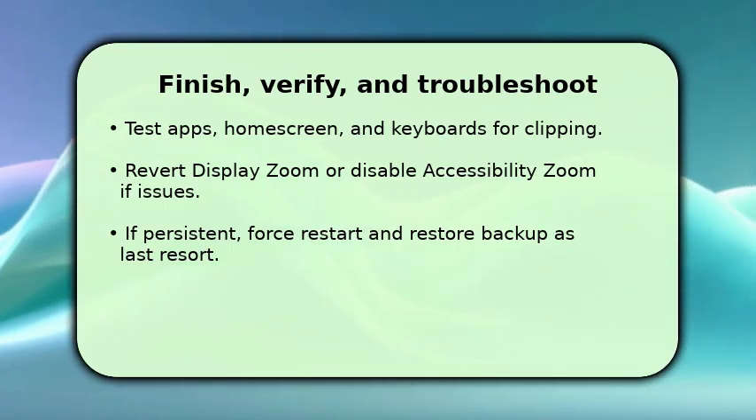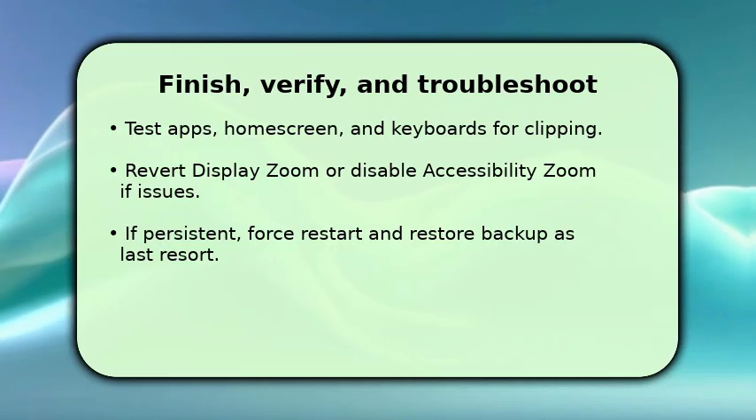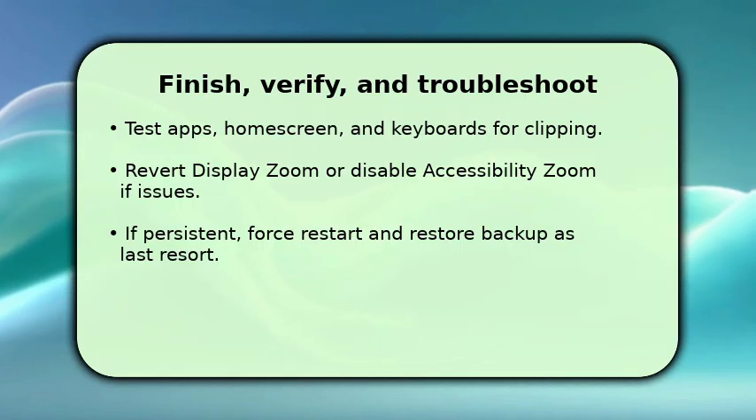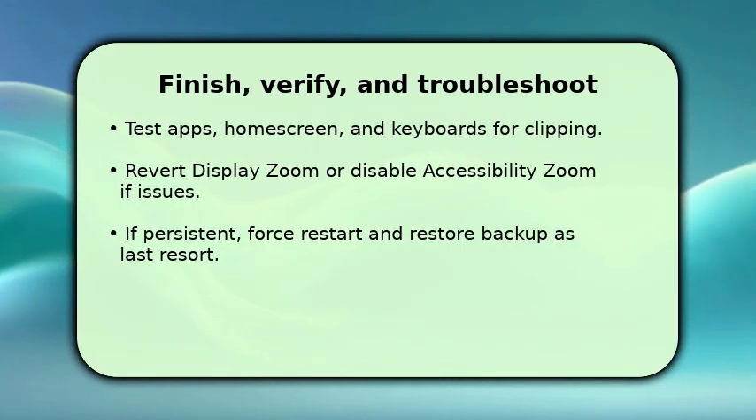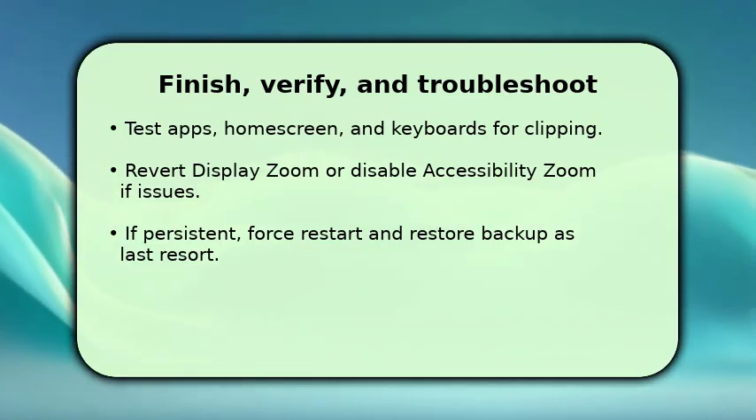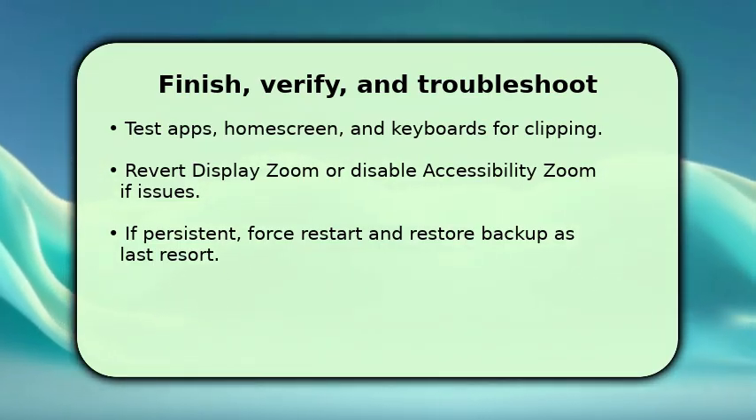If something looks off, revert to Settings, Display and Brightness, View and set to Standard, or disable Accessibility Zoom. This usually fixes scaling anomalies. If problems persist, force restart the device, and if needed, restore from the backup you made earlier. Key troubleshooting tip. If UI glitches remain after restart, restore iOS via Finder or Xcode recovery.